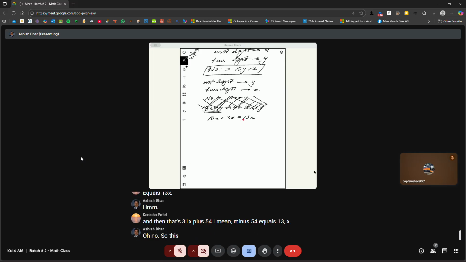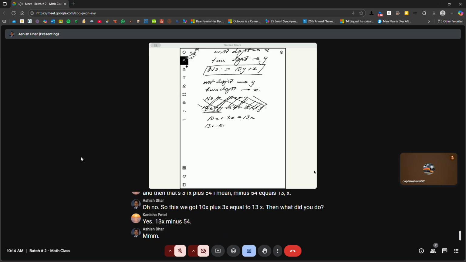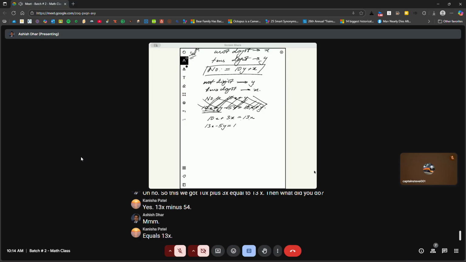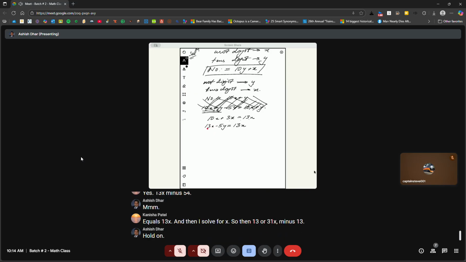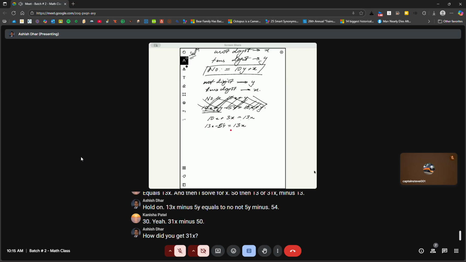Hold on. So you got 10x plus 3x equal to 13x. Then what did you do? 13x minus 54 equals 13x. And then I solve for x, so then 31x minus 13. Hold on. 13x minus 54 equals... How did you get 31x?